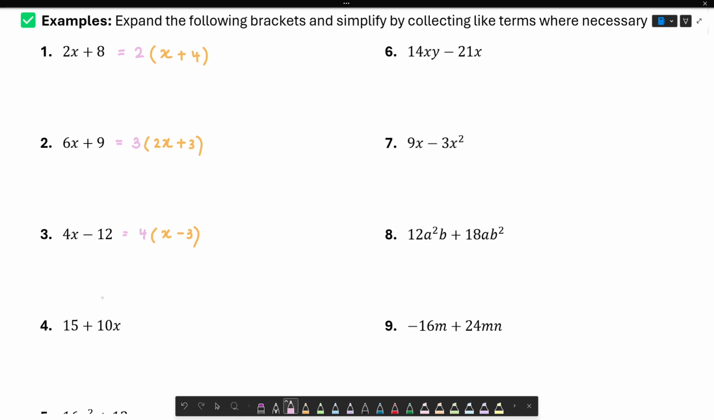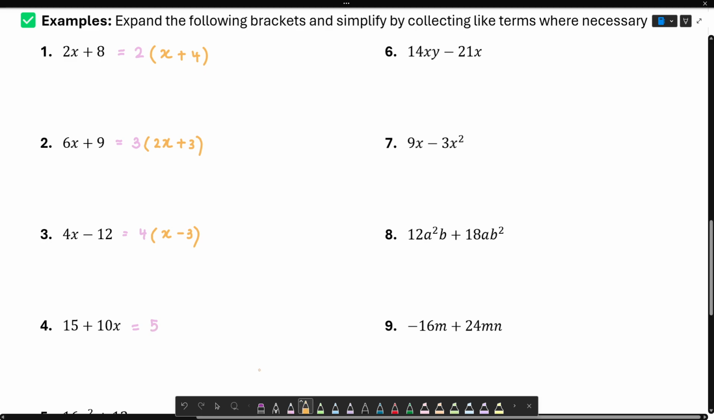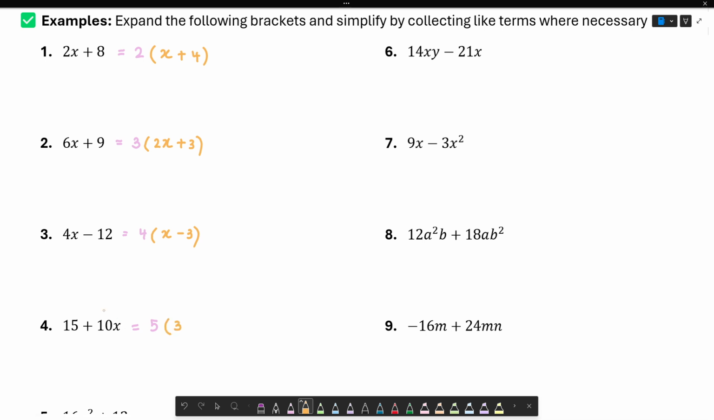All right. For question number 4, it doesn't matter if I start with a constant first. I'm still doing the same thing. I'm looking at my terms individually and thinking about the highest number that goes into both of them. In this case, my highest common factor, my HCF, is going to be a 5. Now let's divide both terms by 5. 15 divided by 5 is 3, and 10x divided by 5 is going to give us a positive 2x.